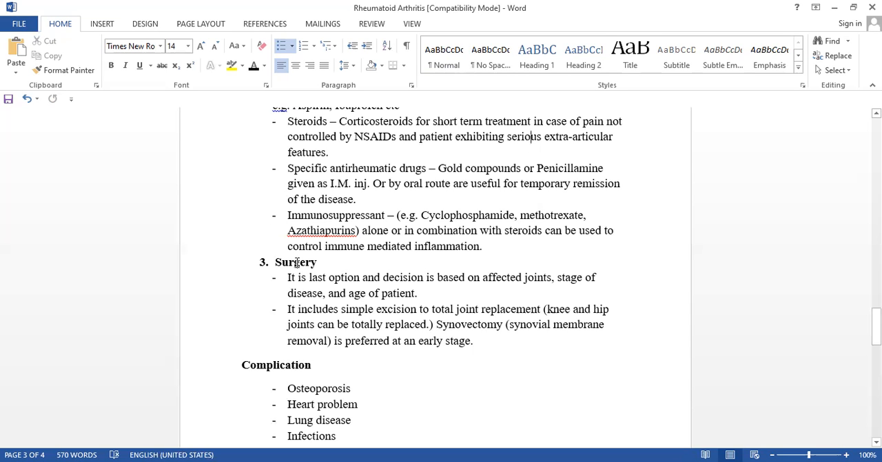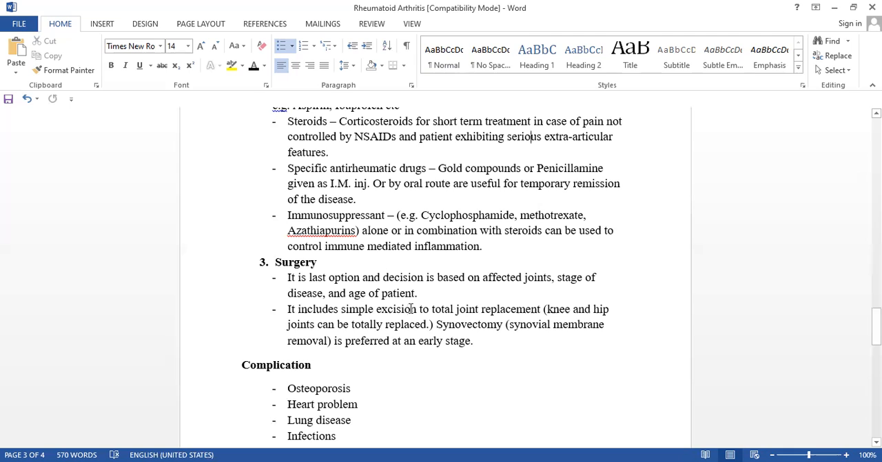Lastly, surgery. Surgery is the last option, and the decision is based on the affected joints, where it affects, the stage of the disease and the age of the patient. See, all these are the criteria whether we have to go further, that is the end stage. Which type of joints are affected, which stage of the disease, and lastly the patient's age is important.